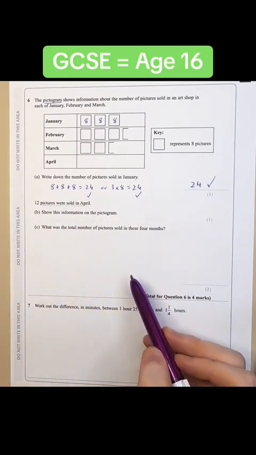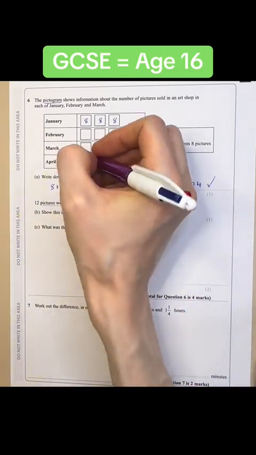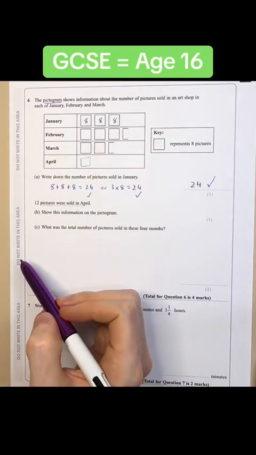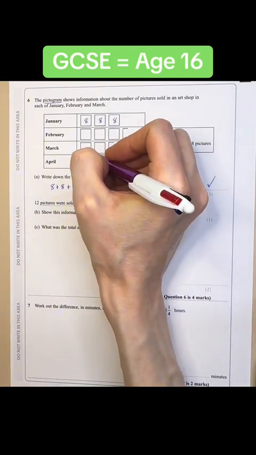12 pictures were sold in April. Show this information on the pictogram. Well, I know one full square represents 8. So for April, I'm going to have one full square, that's 8. And as I know 12 was sold, an extra 4. Well, 4 is half of 8, so I need half a square.